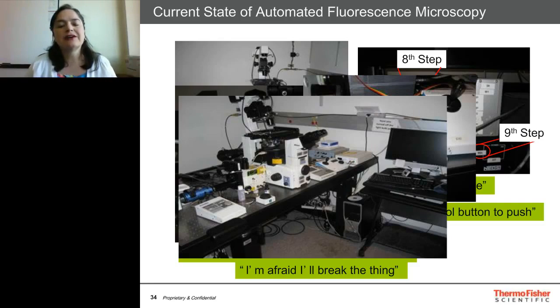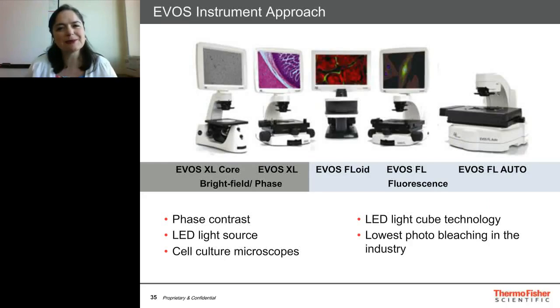So there are instruments that, to be honest, I was a little skeptical of when I first started using them, but now I love them and I'm a big fan. These are digital microscopes that are really easy to use. There's not 11 steps or 12 steps to turn it on. You can do phase, you can do fluorescence microscopy, and it's nice because they're LED powered, so you have less photobleaching in your experiments, which is good.